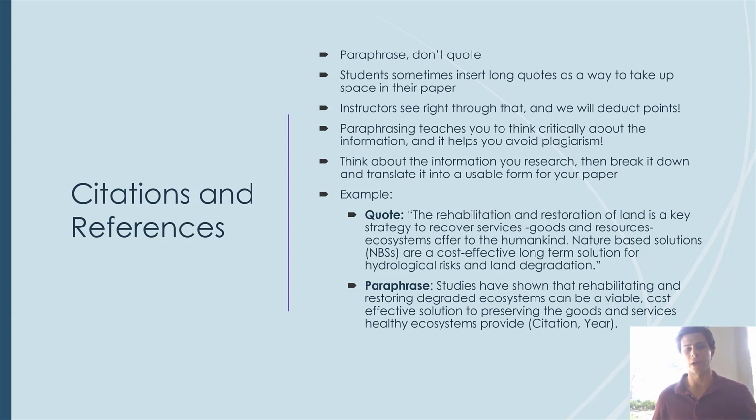So for example, when you're talking about, say, rehabilitation and restoration of land, and you find this nice long quote, you would take the direct quote and break it down into chunks in a usable form, and then you would add a citation with the last name of the author and then the year. Again, don't directly take a huge chunk of information and throw quotes around it and add it into your paper. We will take 10 points off the top. It's complete laziness. Actually take the time to translate that information into a usable form that you can then integrate into the body of your work.